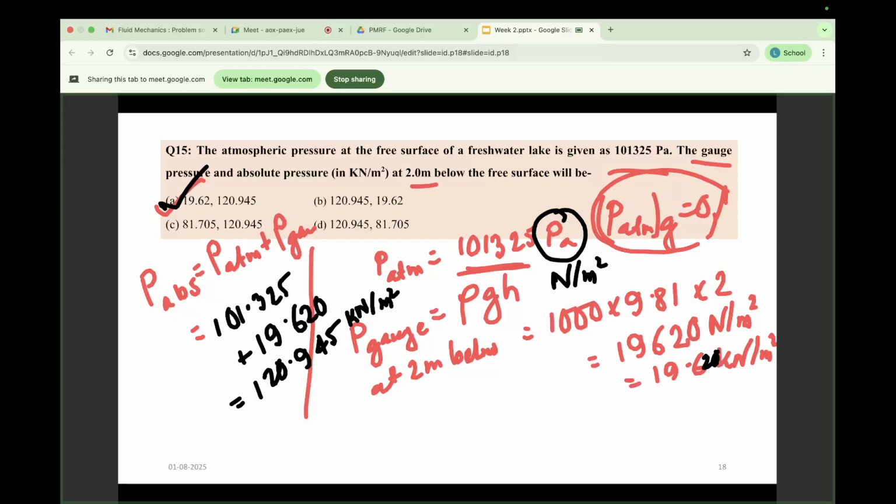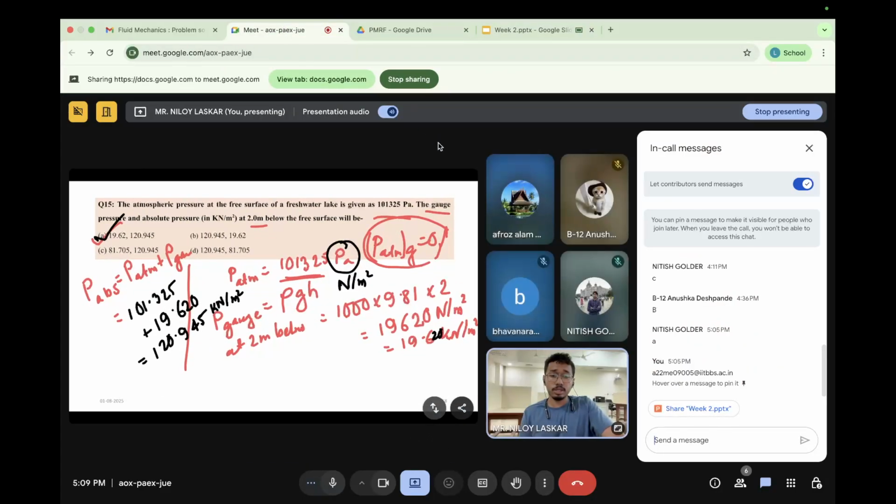So do not confuse among gauge pressure, absolute pressure, and atmospheric pressure. It's a common mistake for many aspirants. So please go through this. Any question, any doubts or anything?